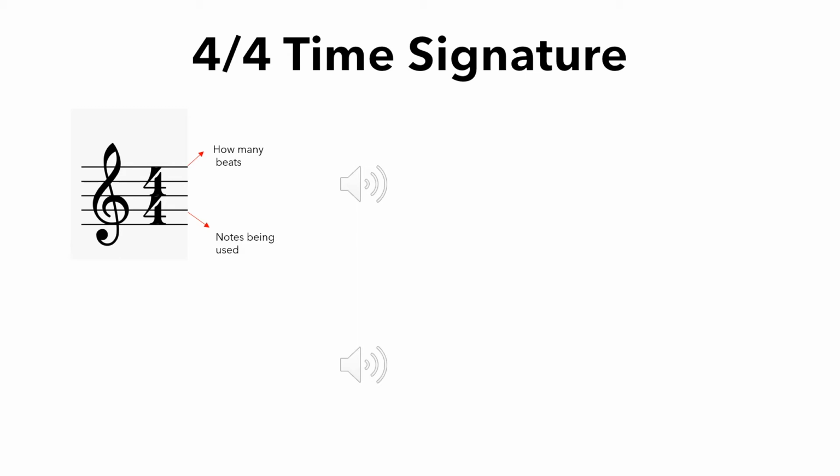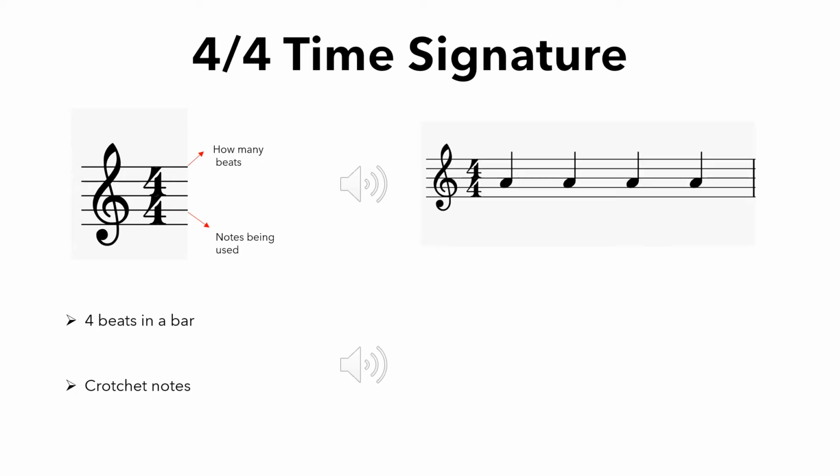This time signature is 4-4. Our top number is 4, which means we need to have 4 beats in the bar. The bottom number is also 4, which means the notes they want us to use is crotchets. So in each bar we need 4 crotchets. This is what it looks like. We've got our numbers 1 to 4 so that we can count along as it adds up to 4 beats. This is what it sounds like.